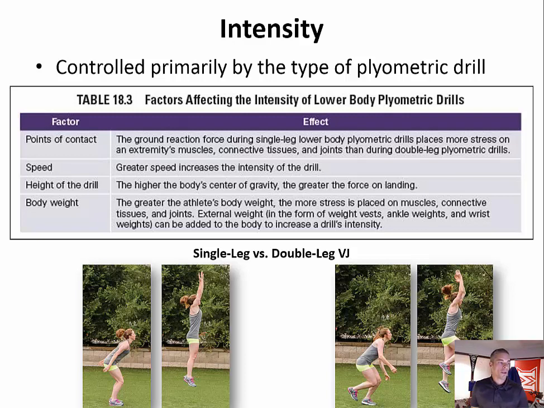So one easy way that we can think about increasing the intensity of a lower body plyometric exercise is performing, let's say, a double leg vertical jump, as we see here. Jumping up as high as possible using the counter movement here to propel the body upward. And then as the athlete becomes more advanced, maybe transitioning to a more intense lower body plyometric exercise, an example of that being the single leg vertical jump.